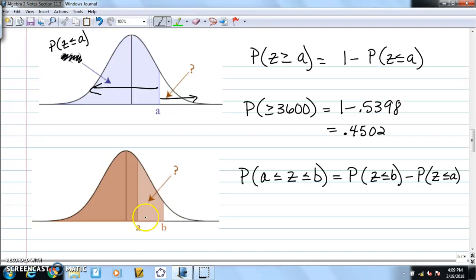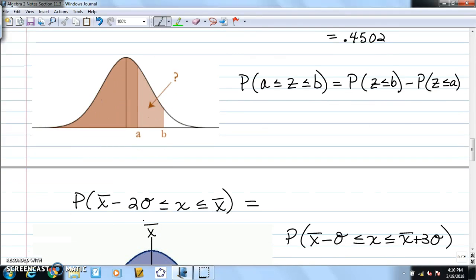But what about having a range of values? What if I want to know the probability that it's between this value A and this value B? So it's just this region right here. If you think about it, that's the whole region less than B minus the whole region less than A, and what you have left is this region in between. So when you say between A and B, you can simply say the probability that it's less than or equal to B, minus the probability that it's less than or equal to A. That gives you that range.